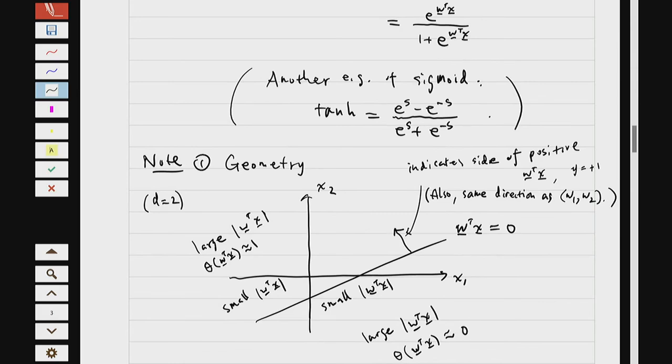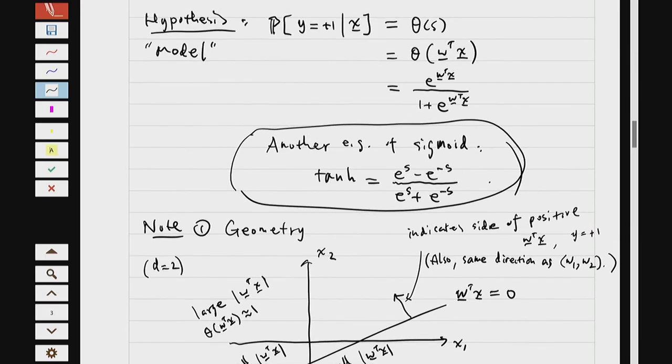Is that a good thing or bad thing? Again, be careful. We are not looking at this guy. We're looking at the one above, our own theta. We're looking at our own sigmoid function, not the alternative.